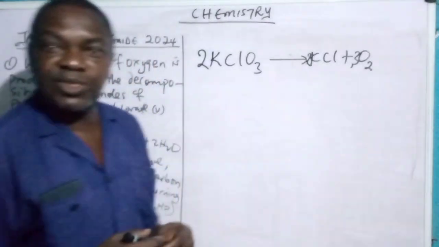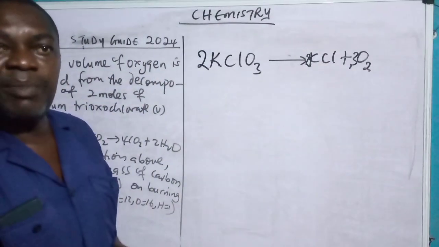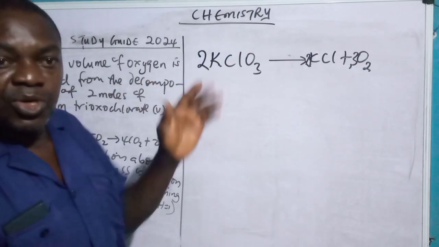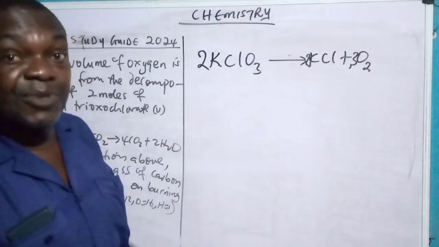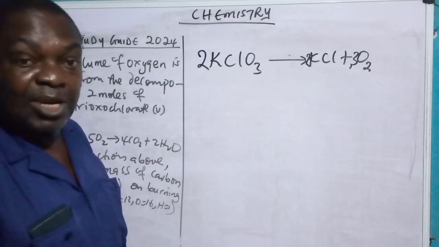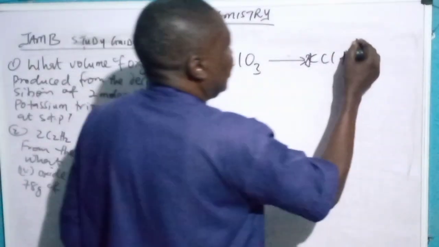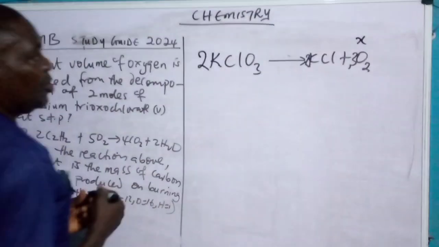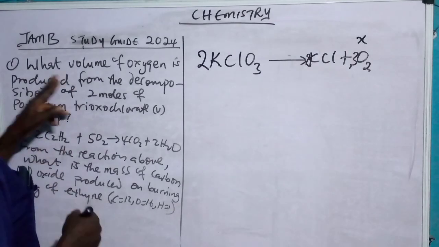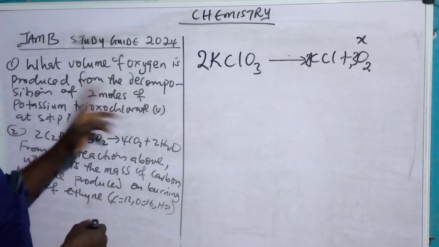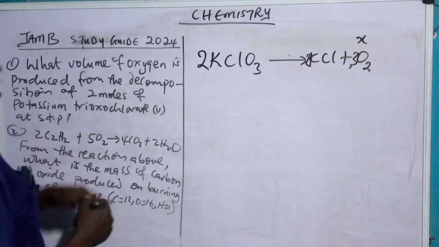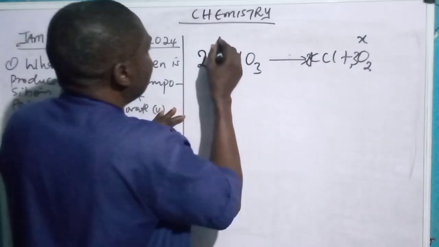From the methods of these questions, I already tackled it under mass and volume. If you go back to my previous video, you see how it's calculated properly. If you go through the video, I don't think you have questions under mass and volume that you cannot tackle. So you have X here. That's what you should calculate. What volume of oxygen is produced from the decomposition of 2 moles of potassium chlorate? This one is so easy. 2 moles.